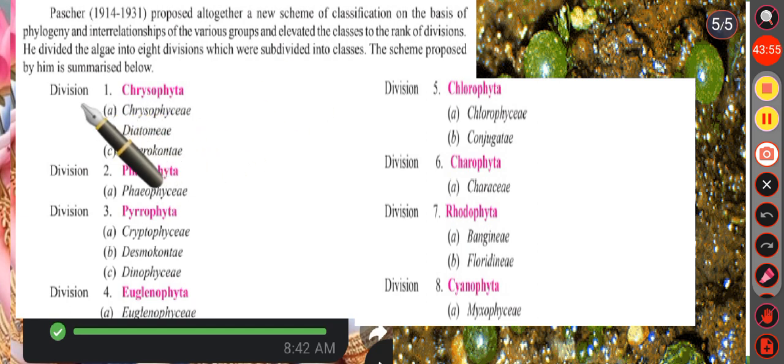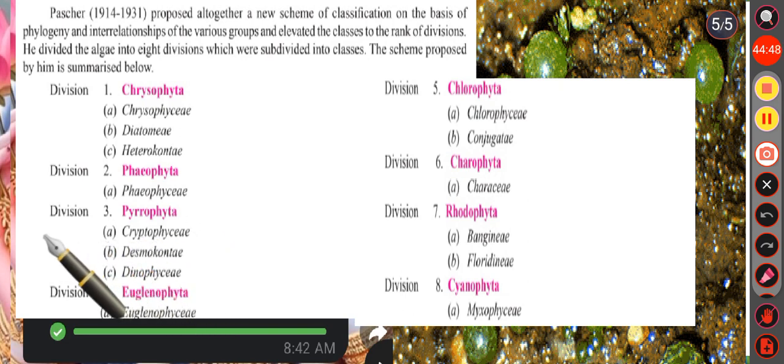For example, division 1, that is Chrysophyta. Chrysophyta again subdivided into 3 classes, that is Chrysophyceae, Diatomeae and Heterokontae. Then the second division, that is Phaeophyta, and it's subdivided into 1 class, that is Phaeophyceae. Then the division 3, that is Pyrrophyta, and Pyrrophyta subdivided into 3 classes, that is Cryptophyceae, Desmokontae and Dinophyceae.